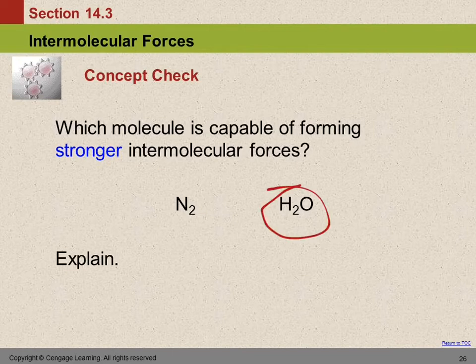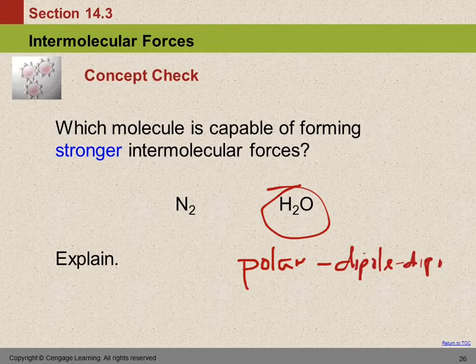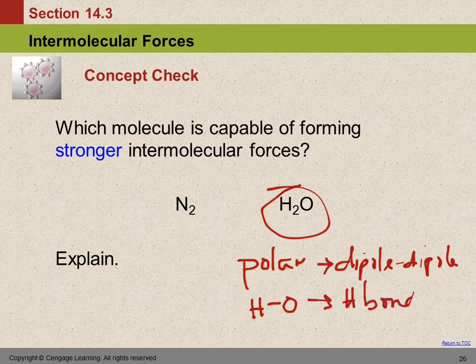H2O, because H2O is polar, right? So it has dipole-dipole forces. And it's got a hydrogen-oxygen bond, so it has hydrogen bonding. And it has London forces, because all molecules have London forces.